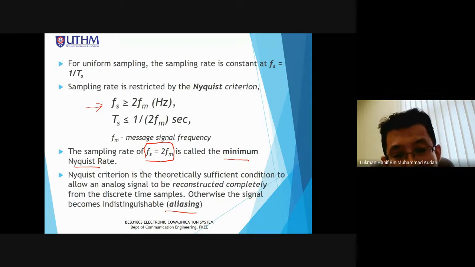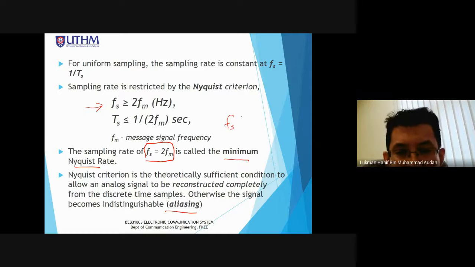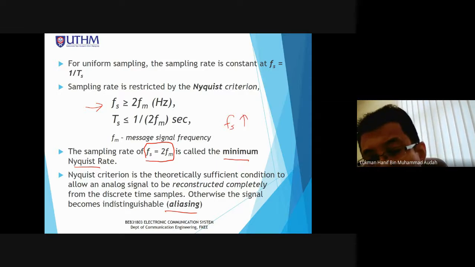So another thing is that you should know that lagi besar nilai Fs, okay, the higher the sampling frequency. Sampling frequency ni bermaksud berapa sampel yang kita ambil dalam masa 1 saat. Okay, so maknanya kalau sampling frequency ini besar, bermakna kita ambil banyak sampel dalam masa 1 saat. Kalau sampel frekuensi itu rendah, maknanya kita ambil sampel yang sedikit untuk dalam masa 1 saat.